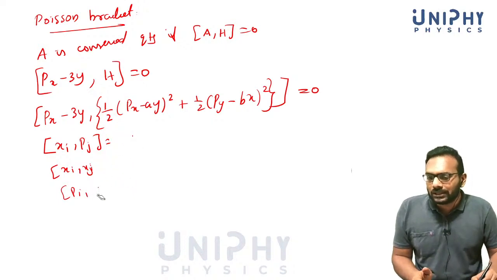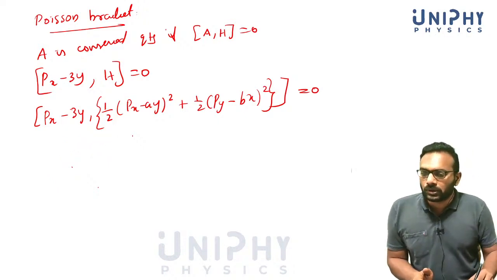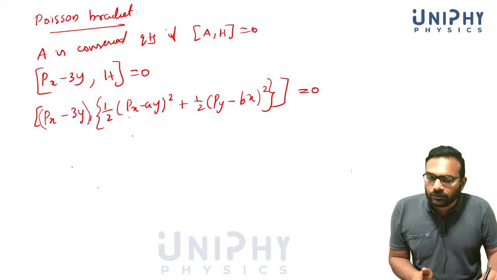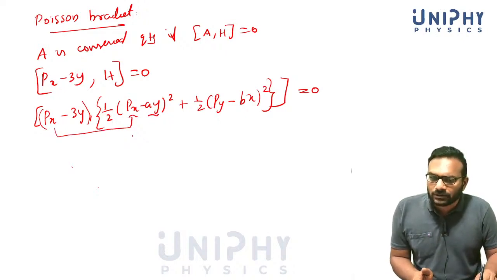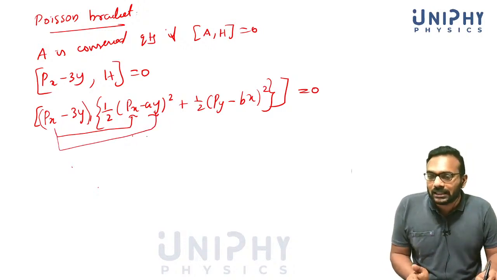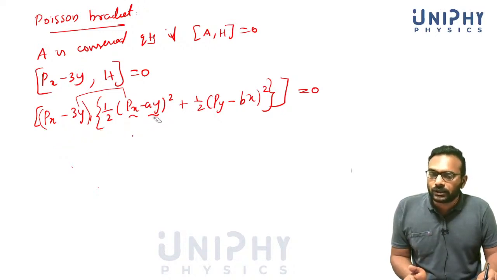Now, when we start doing these kinds of problems, it's always convenient to write down only the non-zero Poisson brackets. So let's check. We have px minus 3y here, and here we have px minus ay. We check the Poisson brackets. Px with px is 0. Px with ay is 0. Px with x is non-zero, but px with ay is 0. And you see that y with px is 0. Y with y is also 0. So in this Poisson bracket, the only non-zero contribution comes from here.